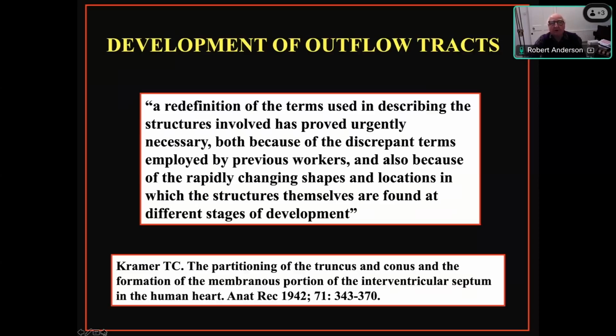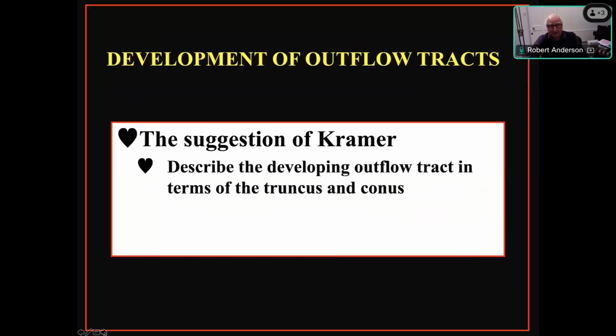Now, what was the point that Kramer wanted to make about these rapidly changing shapes and locations? He suggested that to produce clarity in our understanding of development, we should describe the developing outflow tract in terms of the truncus and conus. And I'm sure the majority of you still talk about conotruncal malformations. Well, I have problems with that account because, as I'm going to show you, when you think of the truncus and the conus, it doesn't take account of a key third part of the outflow tracts.